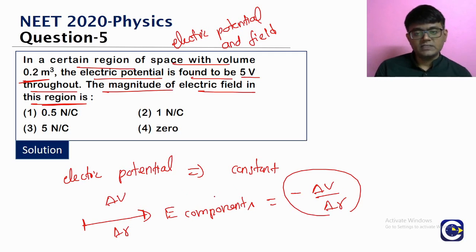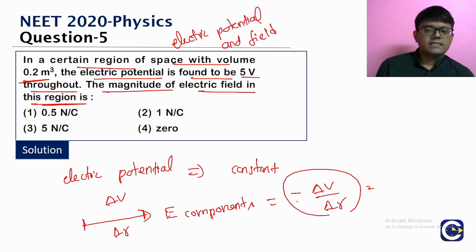If you are looking at a small change, instead of using delta, what will we use? We will use d. Instead of using the symbol delta, we will be using what? d. But if you are considering that everywhere the potential is the same, which means what?